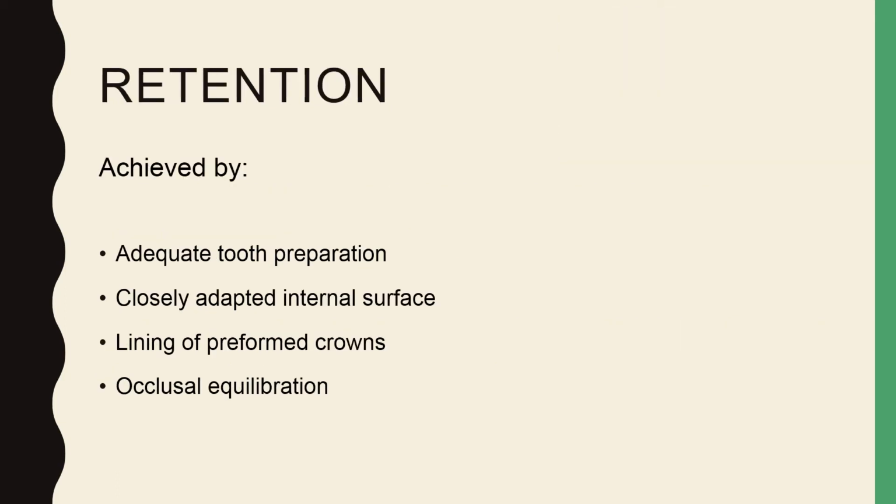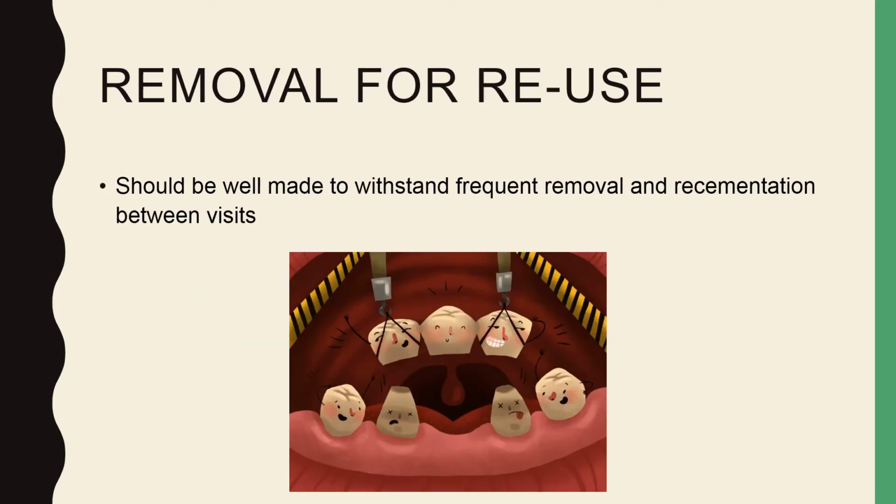Provisional restorations need to be retentive, which is achieved by having adequate tooth preparation, closely adapted internal surface, and lining of preformed crowns, which we'll talk about later, and having occlusal equilibration, concentric and eccentric movements. The third mechanical requirement is ease of removal for reuse. The provisional restoration should be well made to withstand frequent removal and recementation between visits. Otherwise, you have to repeat the provisional restoration at each visit, which is time-consuming and costly.